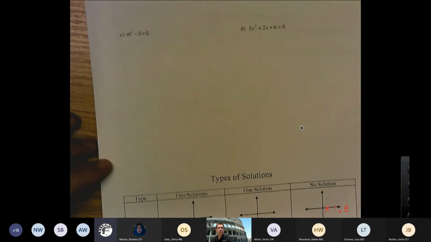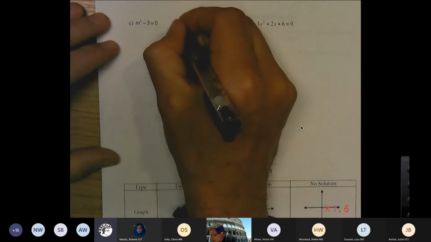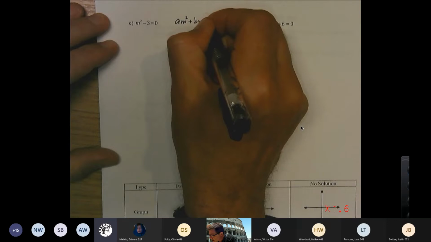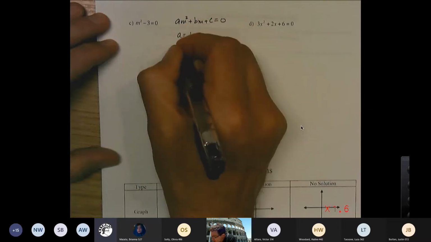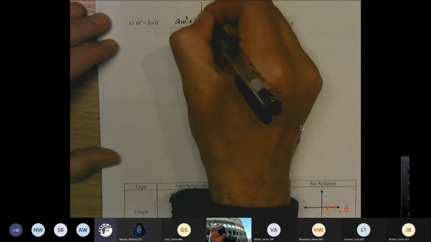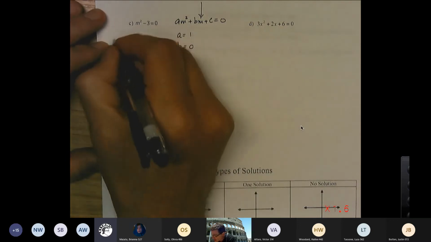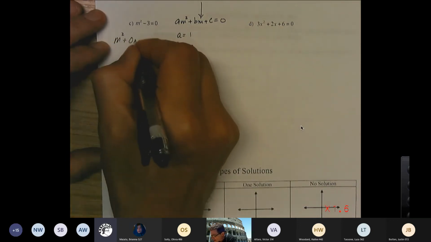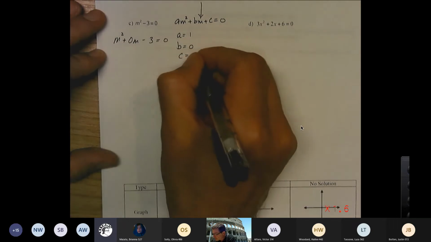Okay. Let's take a look at a couple others. How about m squared minus 3 equals 0? Well, that doesn't look like a trinomial, but it is. This is in the form am squared plus bm plus c equals 0. The only difference is a is equal to 1, b is equal to 0. This term is not there because that has a coefficient of 0. We could certainly think about this as m squared plus 0m minus 3 equals 0. And that would be fine. And our c would be negative 3.